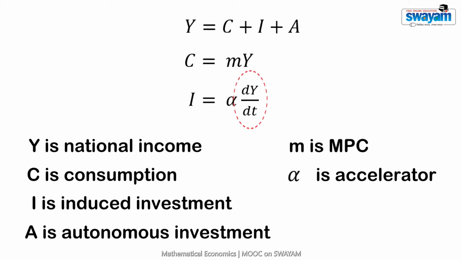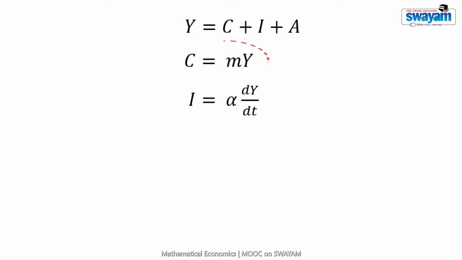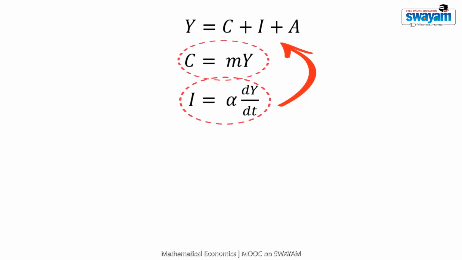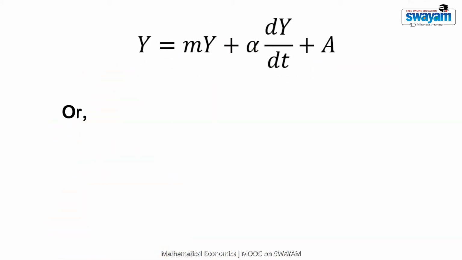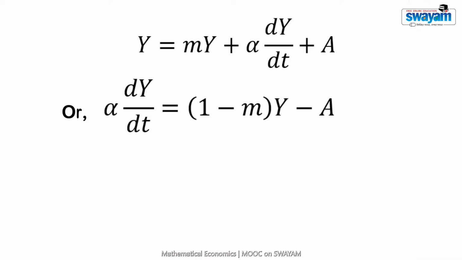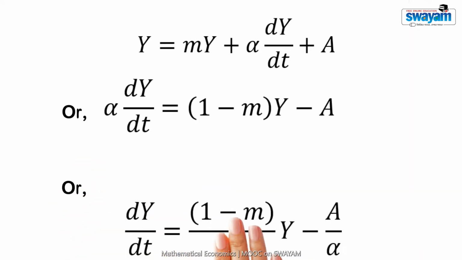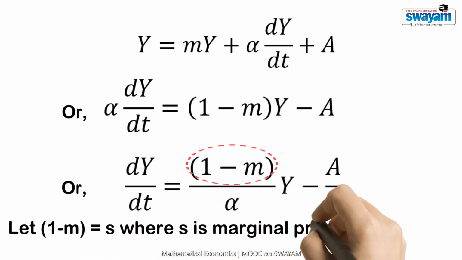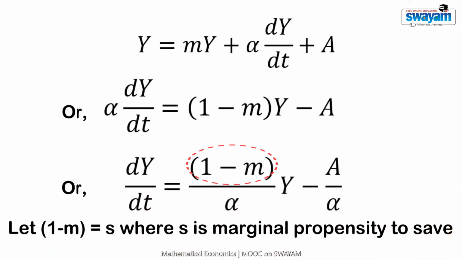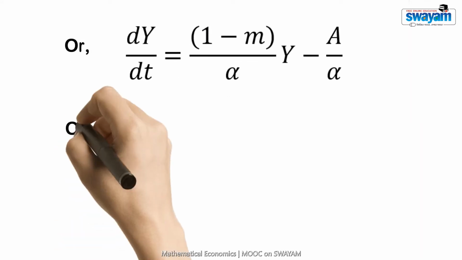So let us first try to transform this model into the general form differential equation. Let us substitute the values of C and I in Y. We get this result. Simplifying, we get this result. Since 1 minus m is S, where S is the marginal propensity to save, we get this equation.